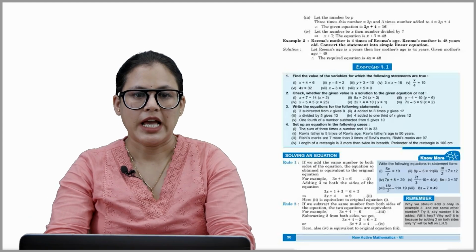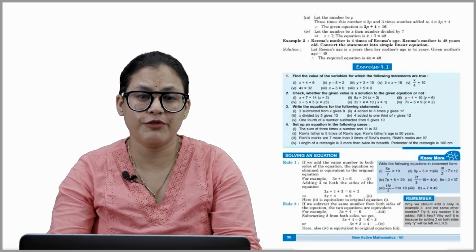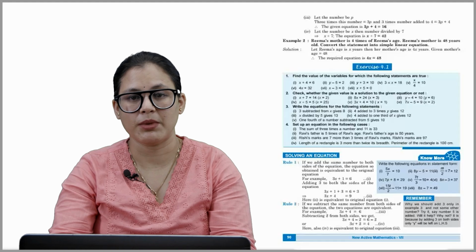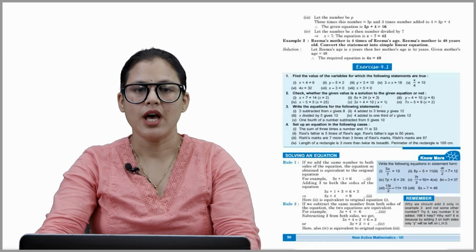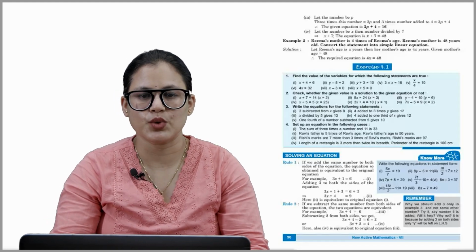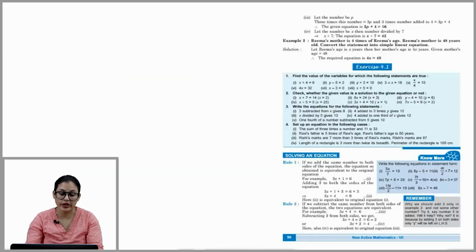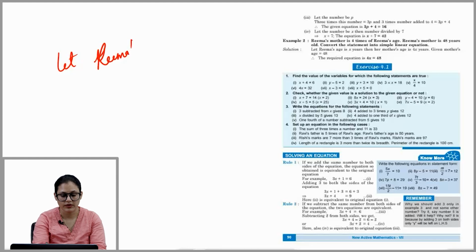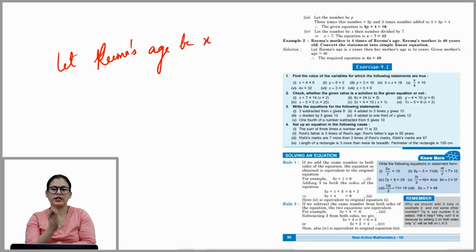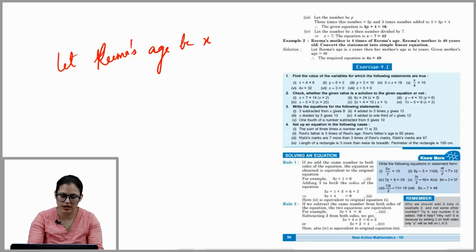Example 2. Rima's mother is 4 times Rima's age. Rima's mother is 48 years old. Convert the statement into a simple linear equation. Okay. So Rima's age we don't know, so we will let Rima's age be x. And now her mother is 4 times Rima's age. That means 4x, and her mother's age is given, which is 48.